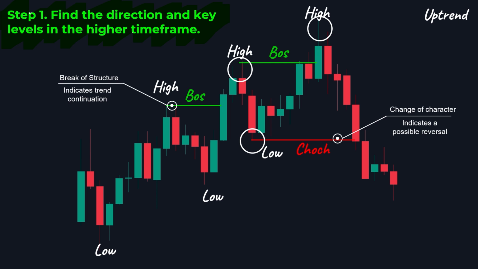As long as the price stays above this level, it represents a bullish market, and we will only look for buying opportunities. For a valid change of character, we need to have a candle break and close below this level. Keep in mind that the same concept applies to the bearish scenario.